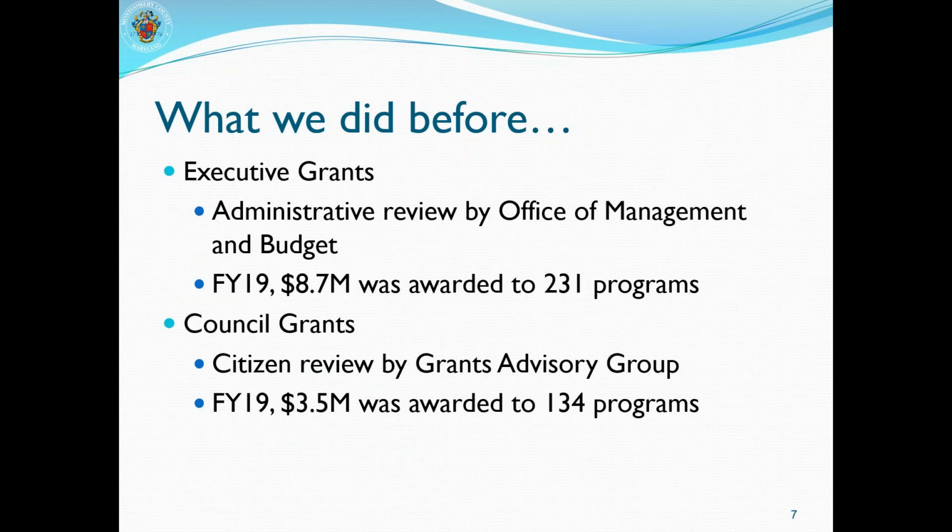So what we did before, for those of you that have applied for a grant before, we had 2 separate processes. We had executive grants, which was an administrative review by the Office of Management and Budget. And last year, we awarded $8.7 million to 231 programs. And the council grants process, which is a citizen review by a grants advisory group. And then last year, we granted $3.5 million to 134 programs.